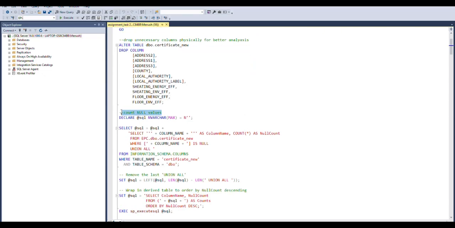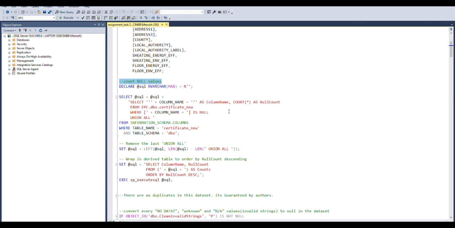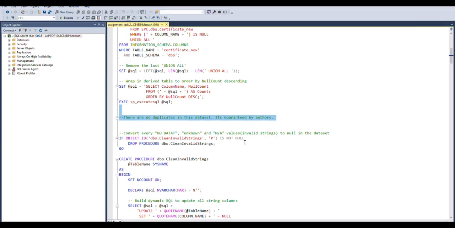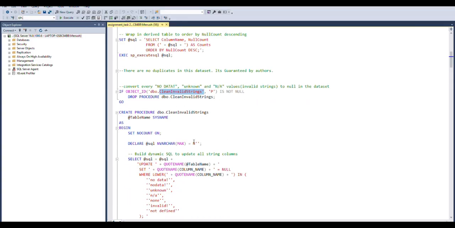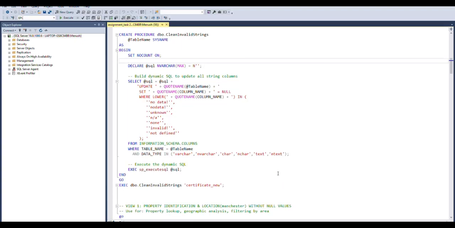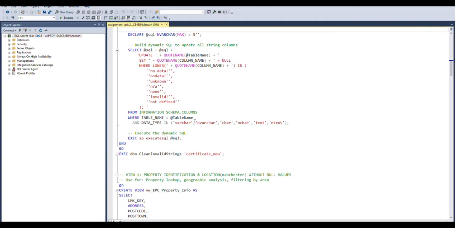I counted null values in every column, which helps me to understand where the data were missing. There are no duplicates in this dataset. It's guaranteed by the authors. I found many columns with invalid values like no data, unknown, or NA values. I created a stored procedure called clean invalid strings that automatically converts all these invalid entries to proper null values across all text columns. This ensures our analysis only includes genuine data.